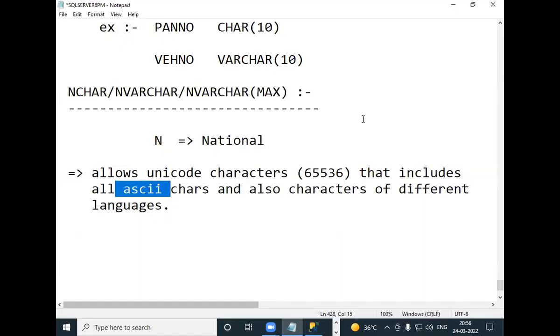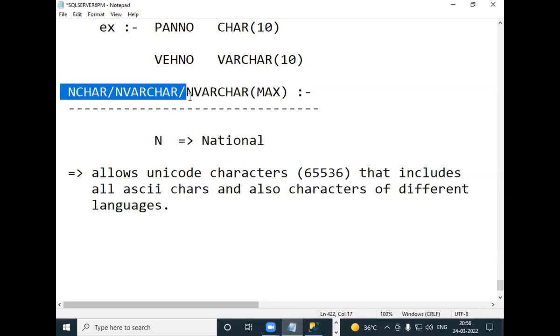Same difference. Nchar is for fixed length. Nvarchar is for variable length. Nvarchar max allows up to 2 GB. Whatever difference is there between char and varchar, the same difference is there between nchar and nvarchar.